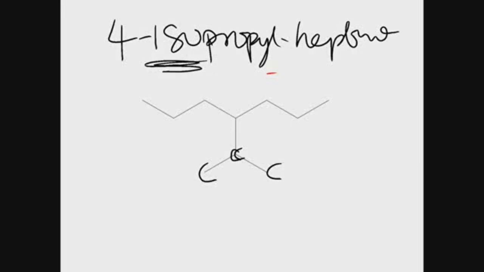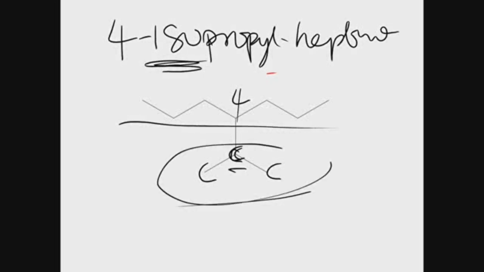So what we mean is this carbon compound here, the first carbon that is out there, is branching off this chain. All right, so this is 4-isopropylheptane. This makes it 4, so it's 4-isopropylheptane.